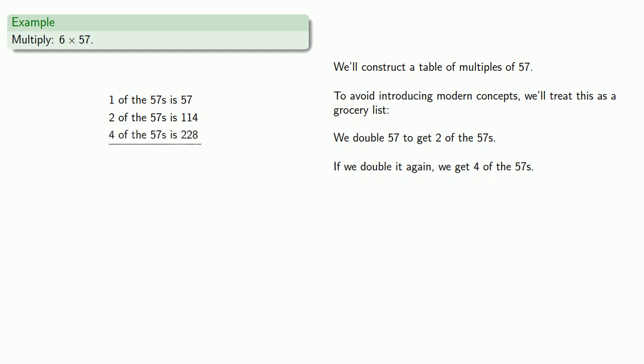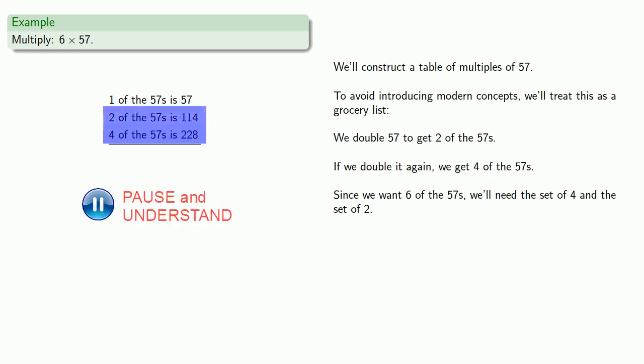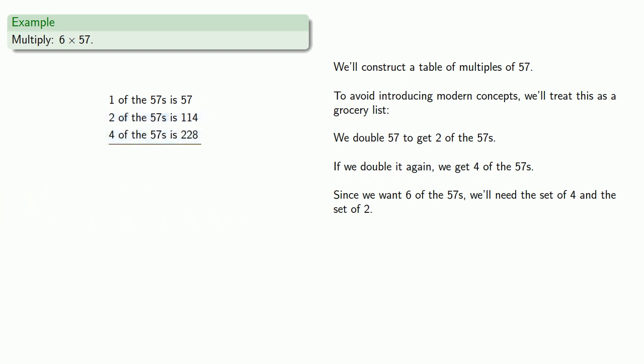Since we want 6 of the 57s, we'll need the set of 4 and the set of 2. And in the ancient Egyptian scribal notebooks, these were typically checked off. It's also worth pointing out that this 1 of the 57s is not actually needed at this point, and we could either cross it out or ignore it. And so that means if I want 6 of the 57s, it's this 114 plus 228, that's 342.